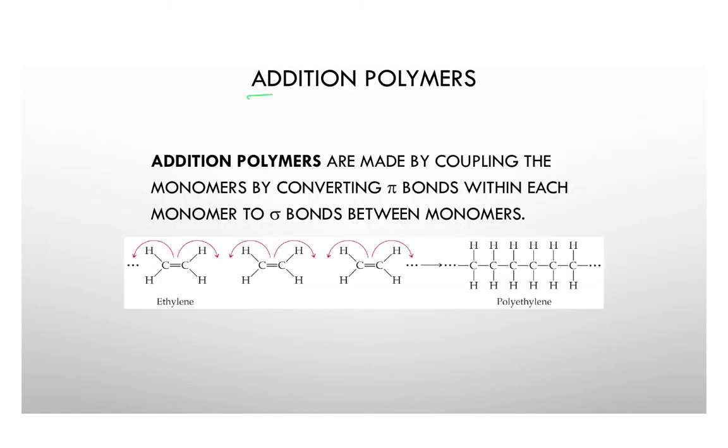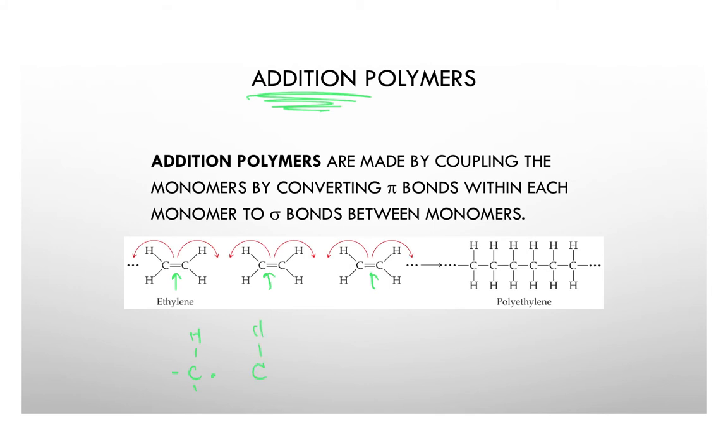Polymer reactions happen in two primary ways. One is an addition polymer. In an addition polymer, what we do is we break double bonds. When we do that, what we end up with is structures that look like this, returning a free electron back to each atom.